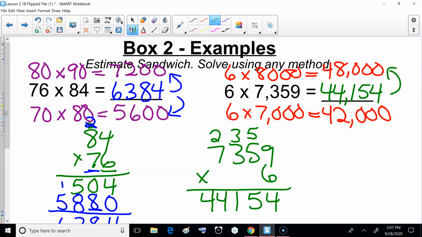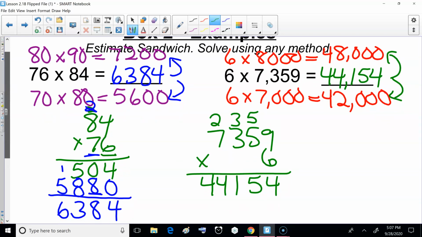Hopefully it's the same thing. We see it's in between the range, which is always a good sign. And so hopefully we have the correct answer. So you can pause this, and write down these examples to help you with your work.